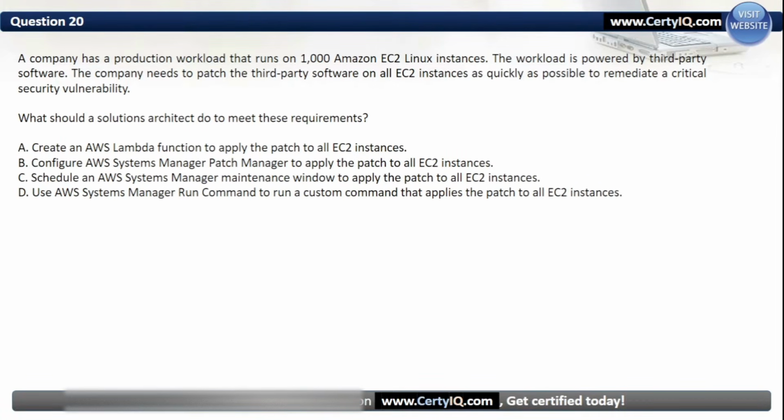Our options are A. Create an AWS Lambda function to apply the patch to all EC2 instances. B. Configure AWS Systems Manager Patch Manager to apply the patch to all EC2 instances. C. Schedule an AWS Systems Manager maintenance window to apply the patch to all EC2 instances. Or D. Use AWS Systems Manager Run Command to run a custom command that applies the patch to all EC2 instances. The correct option is D. Use AWS Systems Manager Run Command to run a custom command that applies the patch to all EC2 instances.